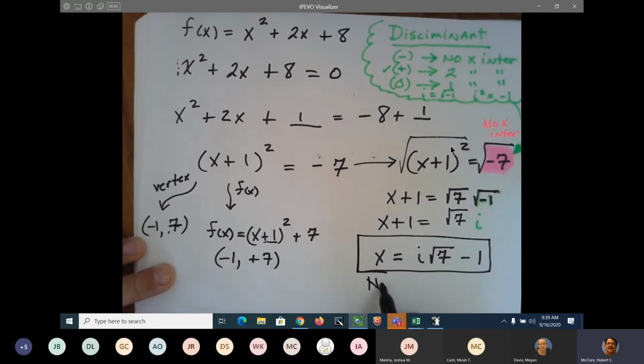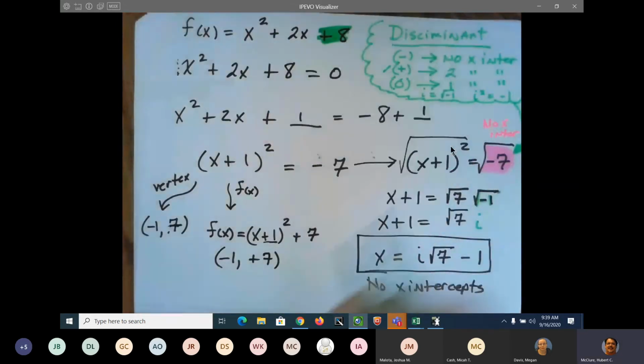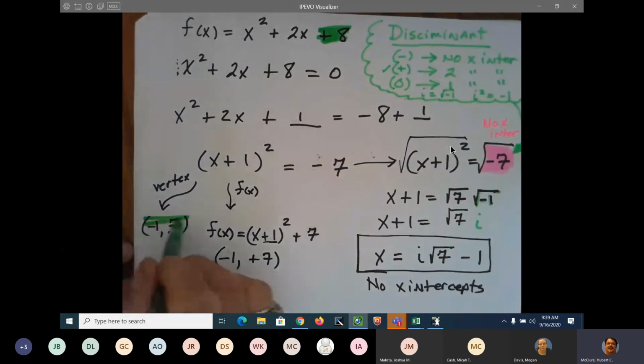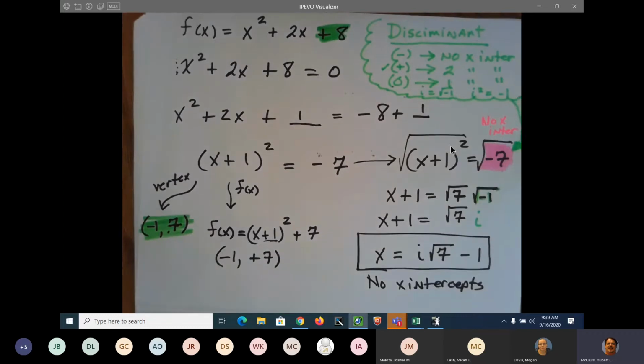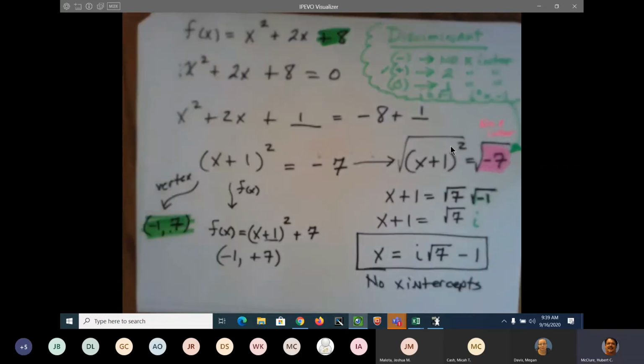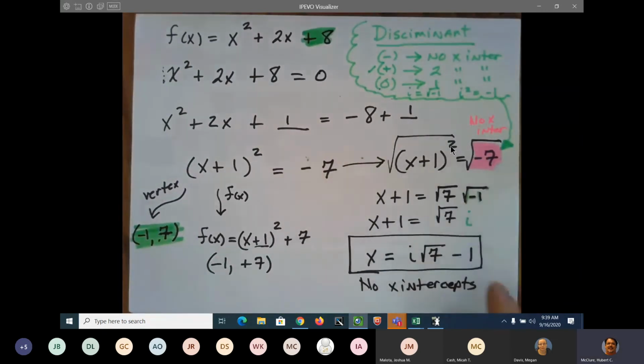Which means you have no x-intercepts. And you've got a y-intercept of +8. And you've got a vertex of -1 and 7. So you should be able to graph this function. And we're going to sketch it on the next page. But the main thing you need to realize here: if you have a negative in the radical, then you have to do this and write it in terms of i.